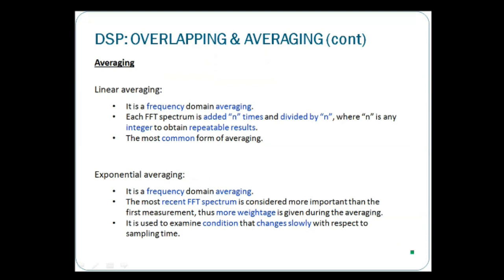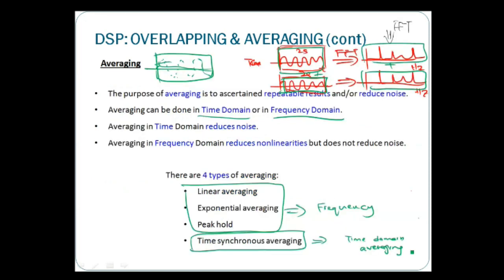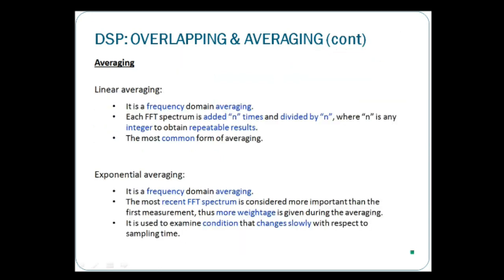Okay, the FFT is added n times and divided by n. So it's like what I mentioned to you, right? So you have the first coming in, divide by 1. The second block coming in already, you got the FFT already, then you add the first one, divide by 2. Then the third one coming in, divide by 3, something like this. Okay, so it's to obtain more repeatable results, the whole idea. And it's the most common form of averaging.